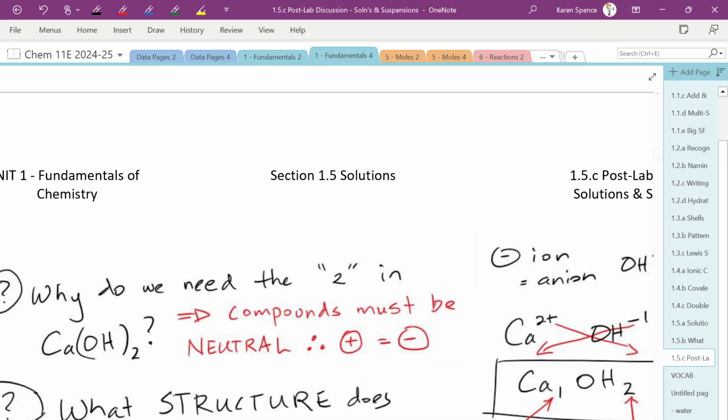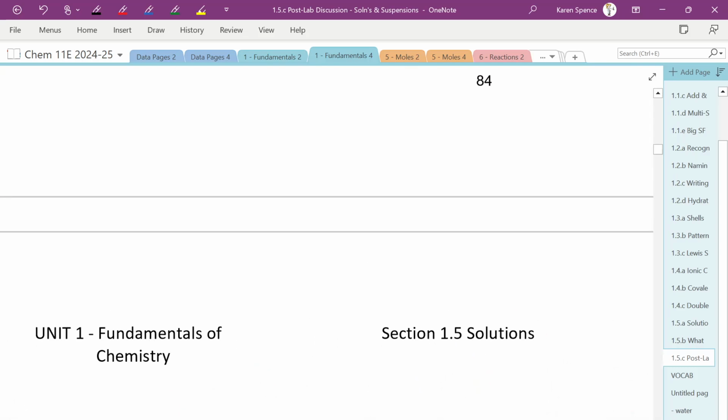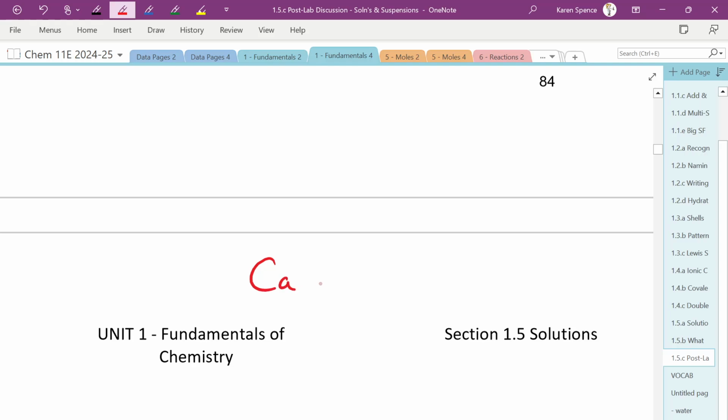Moving right along. Why do we need the 2 in CaOH2? So we can have a neutral compound. Now, in addition to that, you guys should be like, oh my God, Miss Spence, what have you done? Brackets. I need my brackets, yeah?